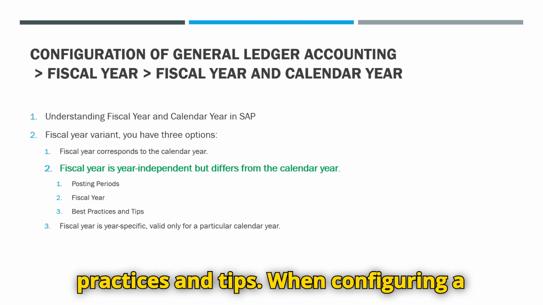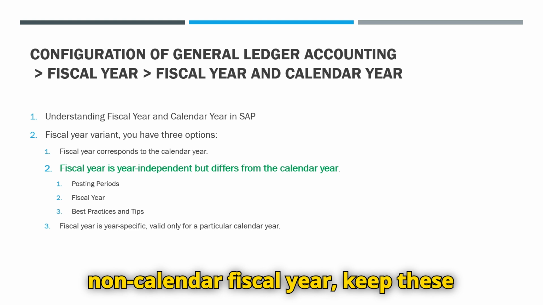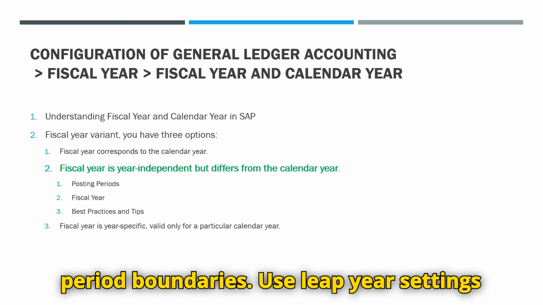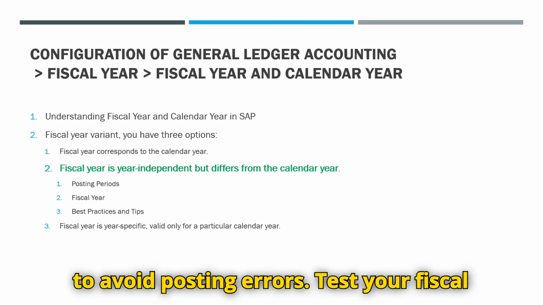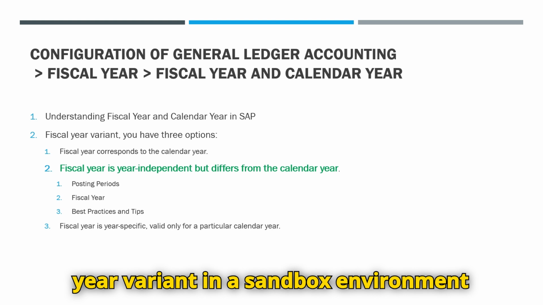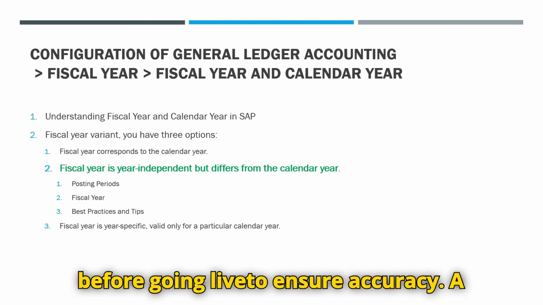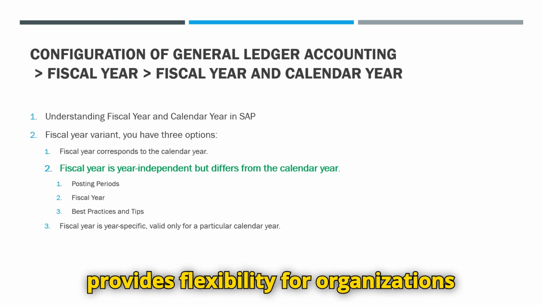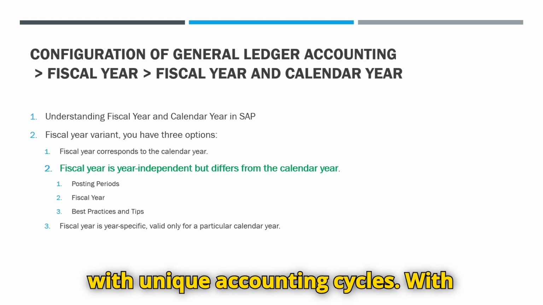Best practices and tips. When configuring a non-calendar fiscal year, keep these points in mind. Always define accurate period boundaries. Use leap year settings to avoid posting errors. Test your fiscal year variant in a sandbox environment before going live to ensure accuracy. A non-calendar fiscal year configuration provides flexibility for organizations with unique accounting cycles.